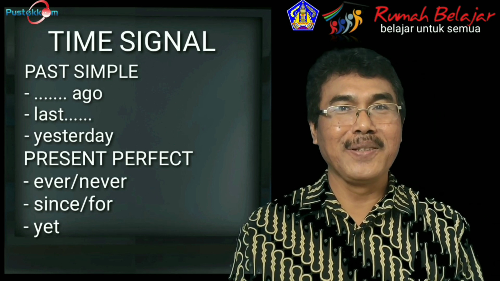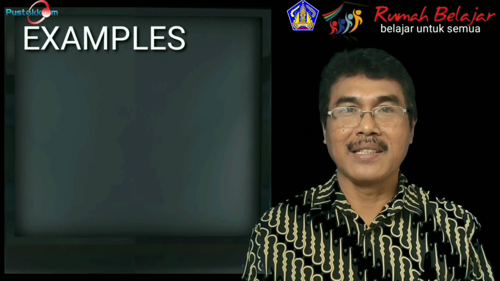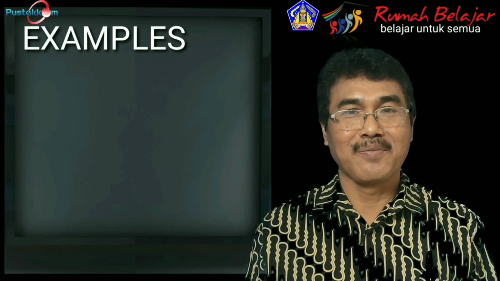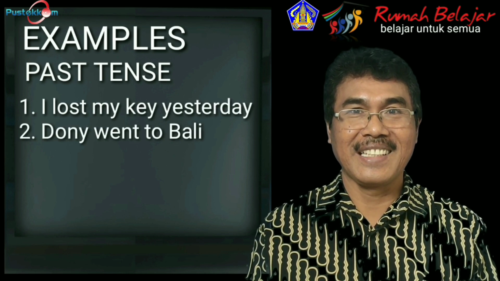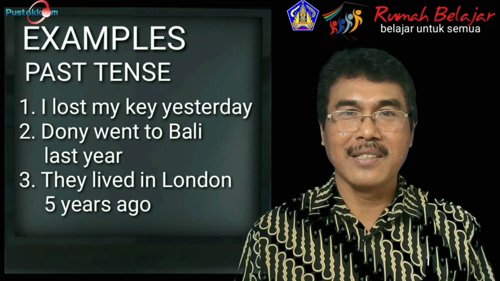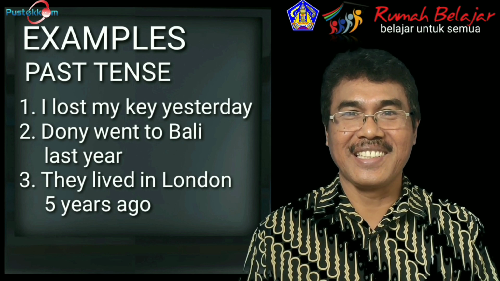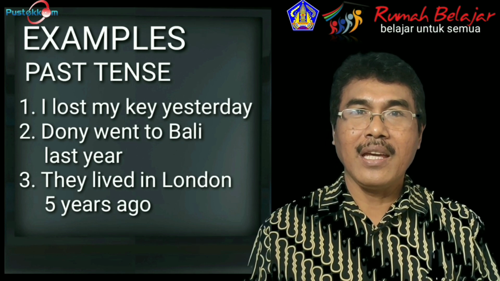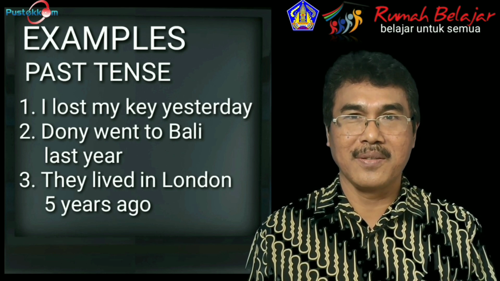Okay, now let me give you some examples. Start from past tense. Number one, for past tense, I lost my key yesterday. The second example of past tense, Donnie went to Bali last year. And the next example of past, they lived in London 5 years ago.